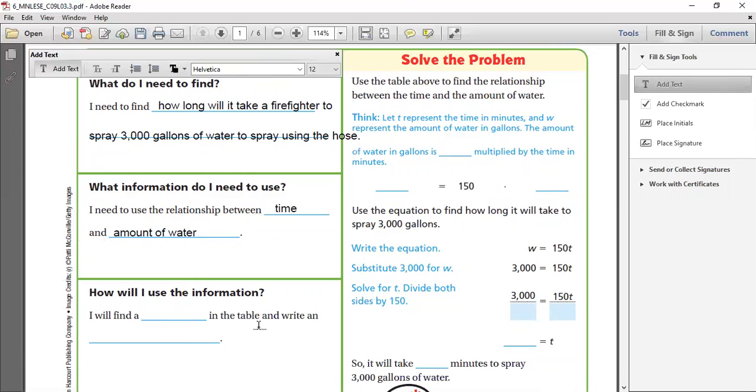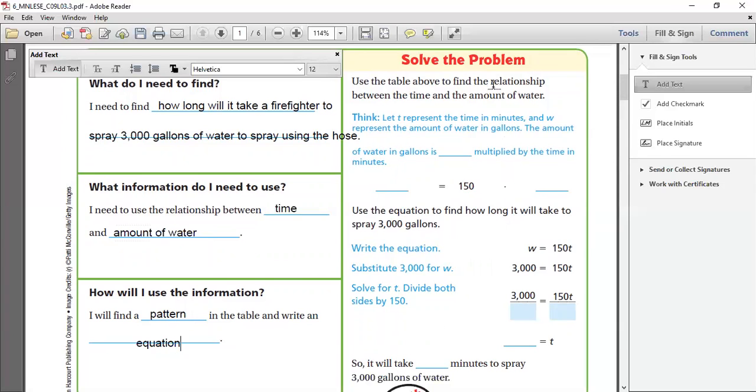You are going to find a pattern, a rule. So you can say I will find a rule in the table, or you can say I will find a pattern in the table. Both of them are same. So you can say I will find a pattern in the table and write an equation. So we have to write an equation. Okay, so let's solve the problem.